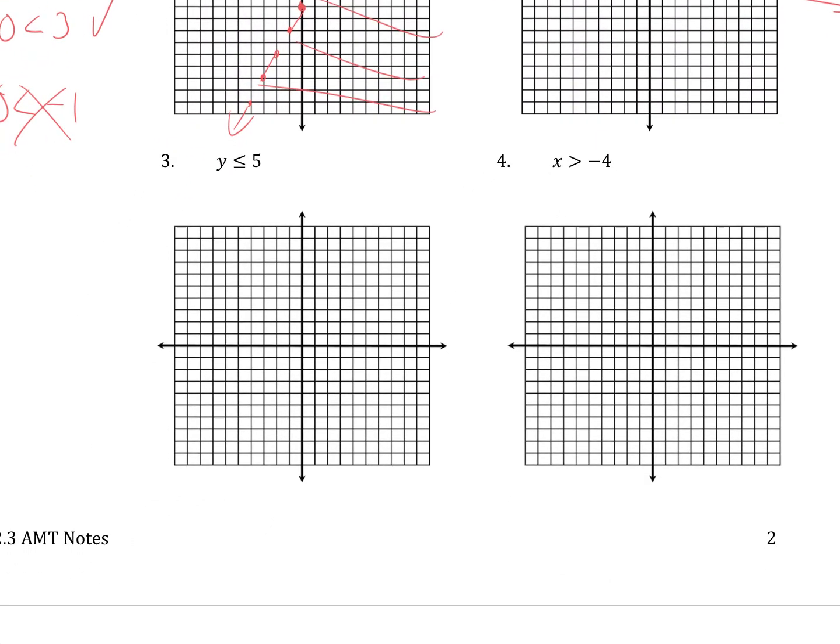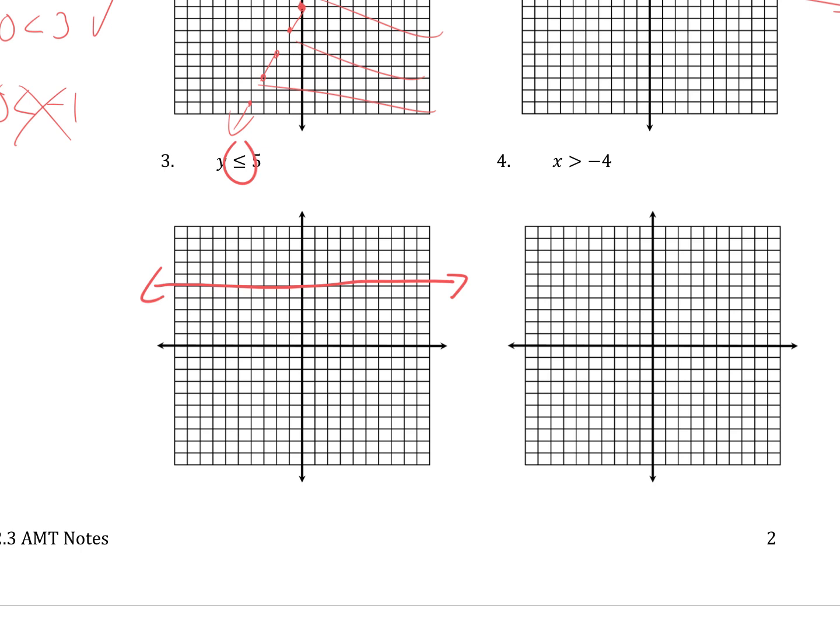All right, this one down here is a little bit weirder. Similar thing. So we have y is less than or equal to 5. Is that a horizontal line or a vertical line? That's a horizontal line. It's y equals a number. It's going to be a horizontal line through 5. So we go up 1, 2, 3, 4, 5. There's our horizontal line.